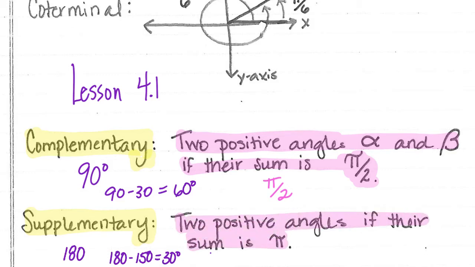So it kind of gets a little confusing, but remember we're just dealing with pi as a variable, and we're just looking at complementary as a half pi and supplementary as 1 pi. So I'm going to write that 1/2 pi and 1 pi.